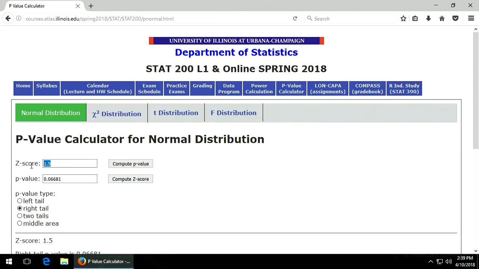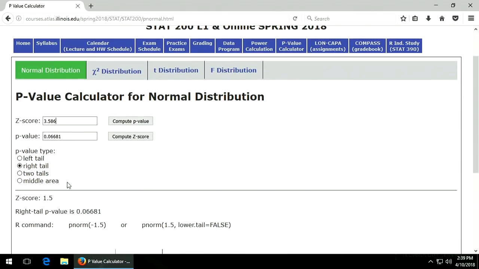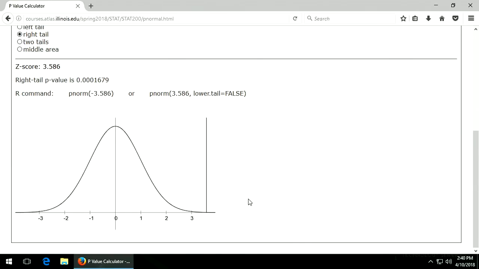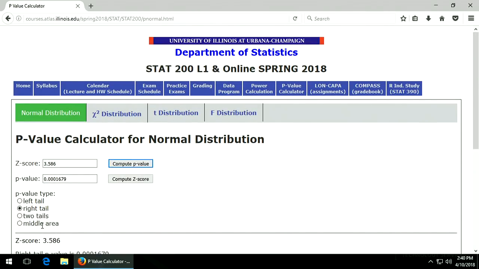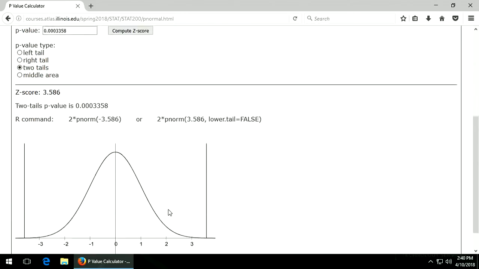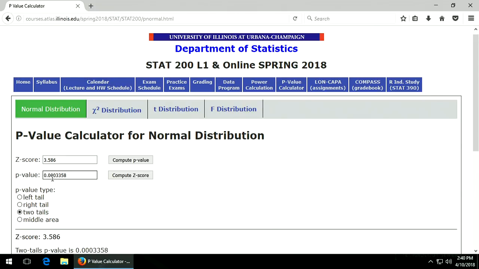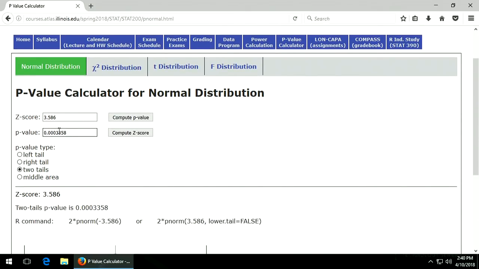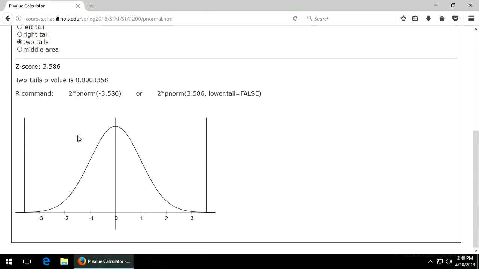What did we have? 3.586. So we do 3.586, and then we're going to compute. We're just going to look at the right-hand tail, compute the p-value, and we get something very close to what we got. What did we get? 0.017%. That's exactly this. And there it is. And if we did two-sided, we get, they just didn't give all the significant digits here. They cut it off in our program. Any questions on that?